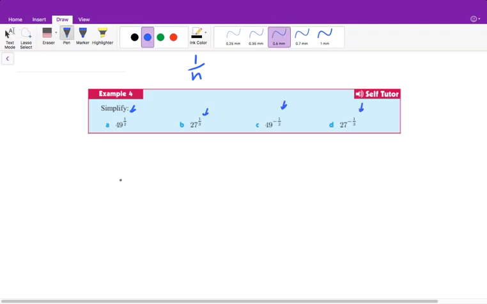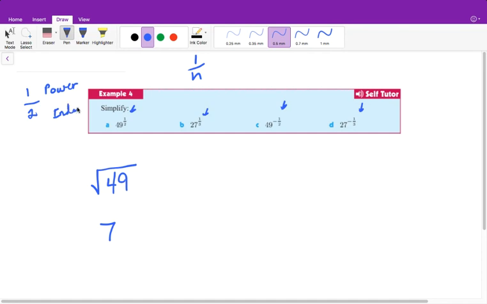So this first one, it's 1 over 2. So that's telling us that we're taking the square root of 49. And the square root of 49 we know is 7. And remember, another way that we can remember this 1 over 2. It's our power over our index. Well, this 49 is being raised to a power of 1, and anything raised to 1 is itself. And then here we're saying we're taking the square root. So the square root of 49 is 7.